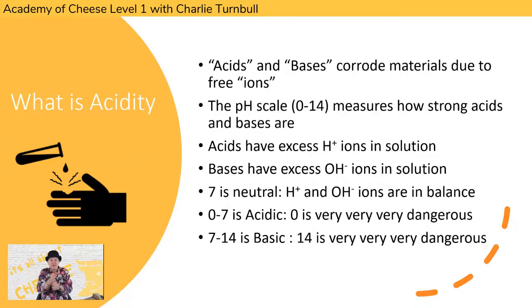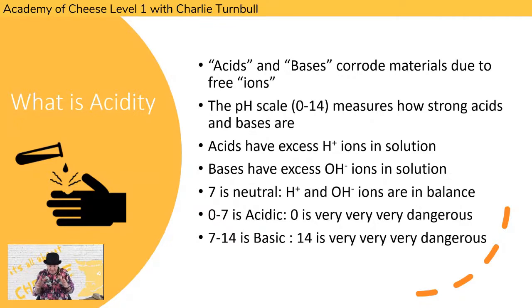On that scale, anything that's higher than 7 up to 14 is a base or alkali, and everything that's lower than 7 down to 0 is an acid, and that's acidic. Acids have an excess of H plus ions. Bases have an excess of OH minus ions. At 7, neutral, there may be H plus ions and OH minus ions knocking around, but they don't do anything because they cancel each other out.